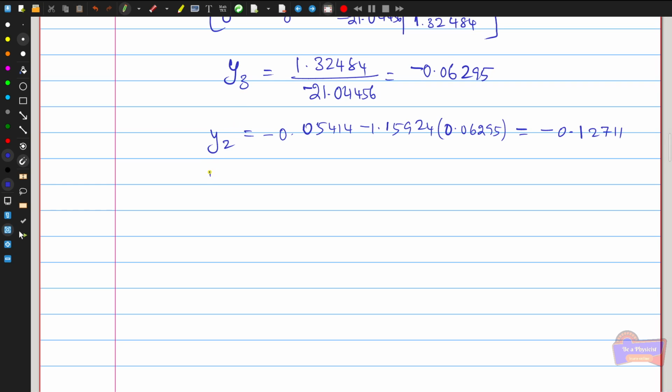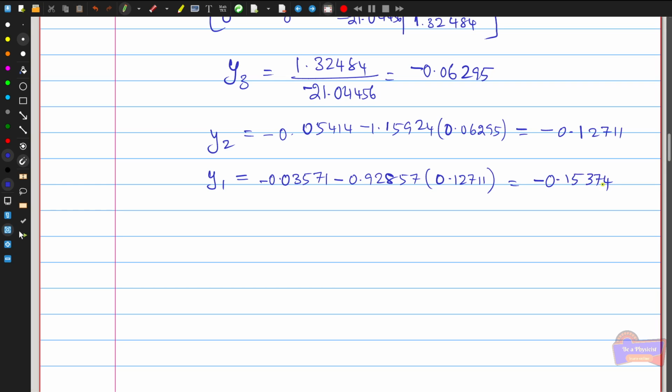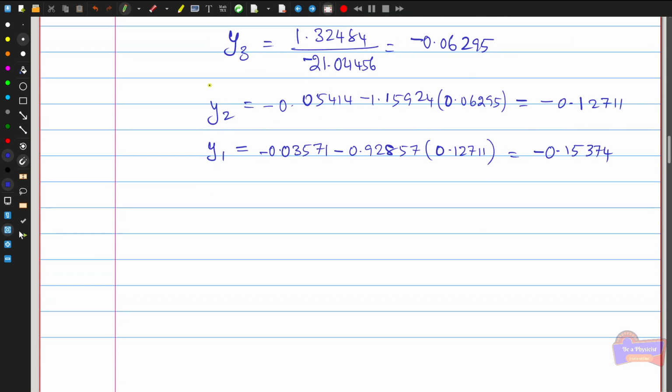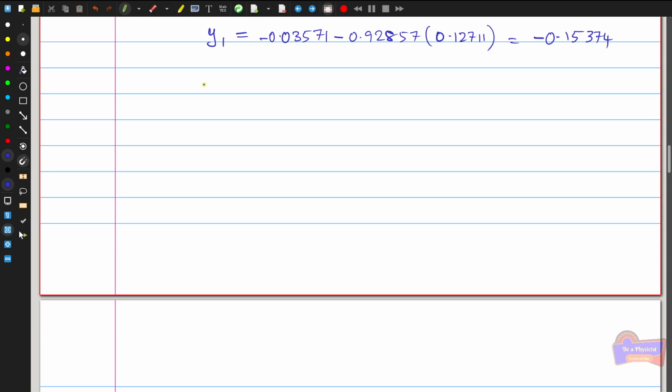Similarly, I know the values of y2 and y3. I can substitute them into the equations to get the value of y1, which is equal to minus 0.03571 minus 0.92857 times 0.12711, which is equal to minus 0.15374. Now I have calculated y1, y2 as well as y3. Now I'm going to compare these solutions with the exact equation.